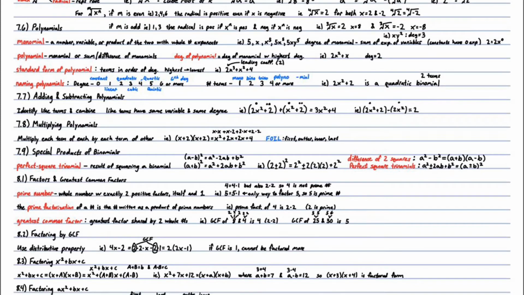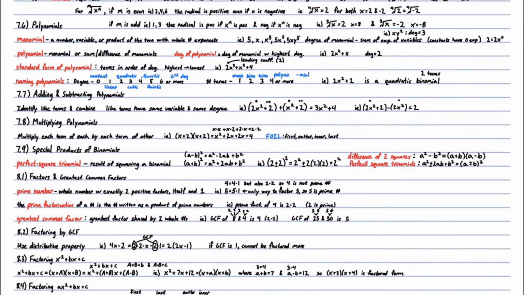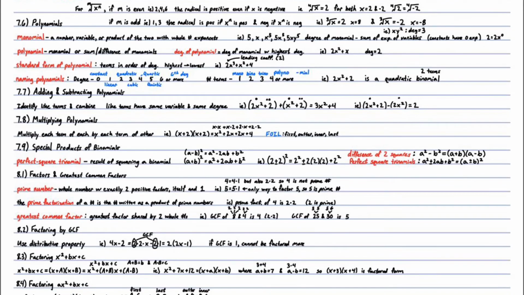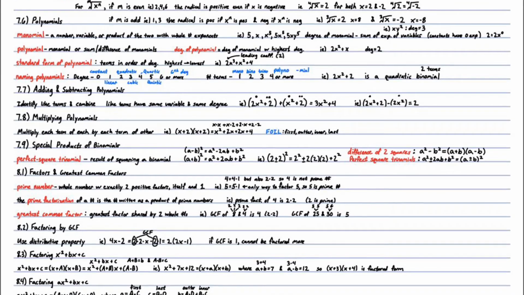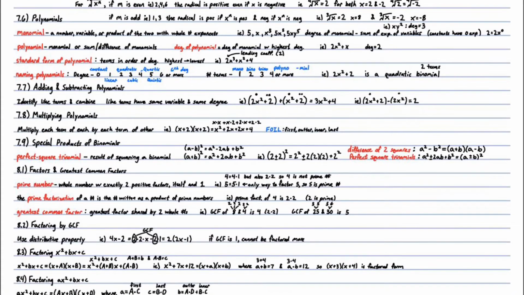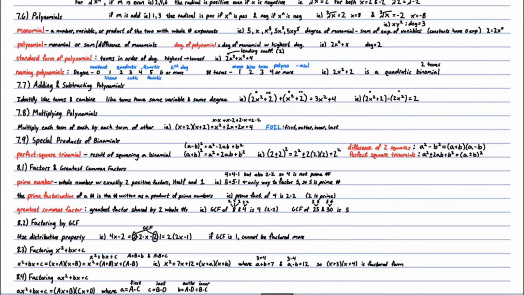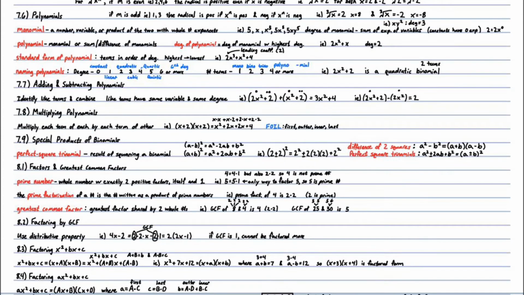Factors and greatest common factors. A prime number is a whole number with exactly two positive factors, itself and 1, i.e., 2, 3, 5, not 4. 4 is not prime. The prime factorization of a number is the number written as a product of prime numbers. A greatest common factor is the greatest factor shared by two whole numbers, i.e., greatest common factor of 8 and 4 is 4.